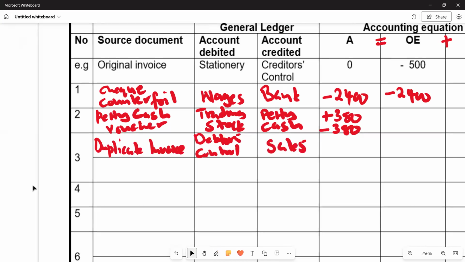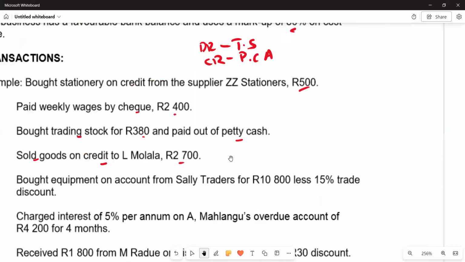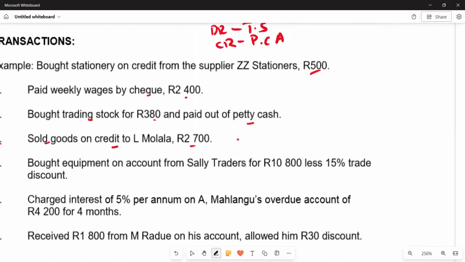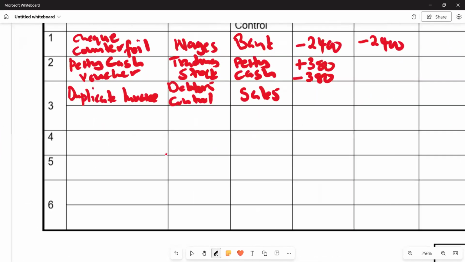Then on the amount now, we take the amount that we are given as the selling price. Remember, we are given the selling price as 2,700. So we are taking 2,700. So we are debiting debtors control, which is an asset. So when you debit it, it's a plus. So we are going to have a plus 2,700.